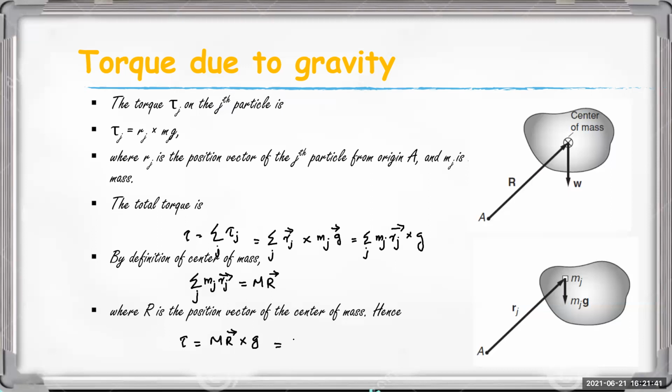Then here we write it as R cross M g. Mg is equal to W, so it is equal to R cross W. So this is the result.